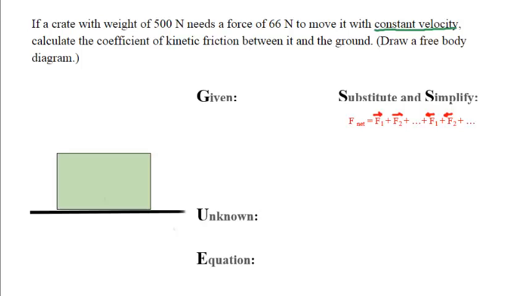If a crate with a weight of 500 newtons needs a force of 66 newtons to move it with a constant velocity, and that's important, calculate the coefficient of kinetic friction between it and the ground. Draw a free body diagram. Well, before we start, we can take my free body diagram and represent everything that is in the question.